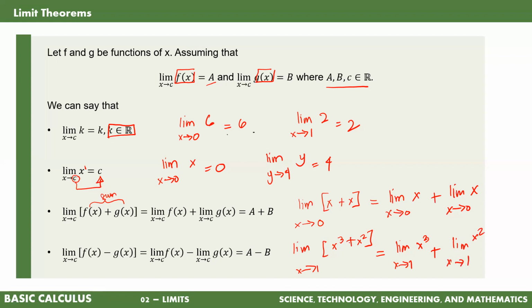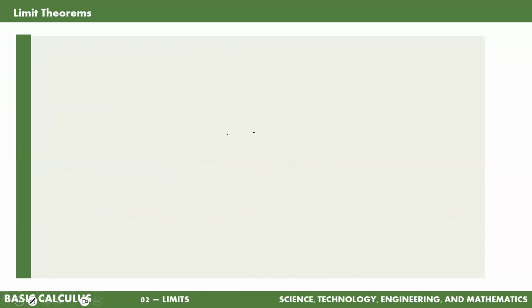Okay? So, next set of rules. Ayan. So, you have the limit of k. So, dito, yung k constant lang ulit. Limit of k times f of x as x approaches c is equal to k times the limit of f of x as x approaches c, where k is a real number. So, ang sinasabi lang neto, pwede mong ilabas yung constant.